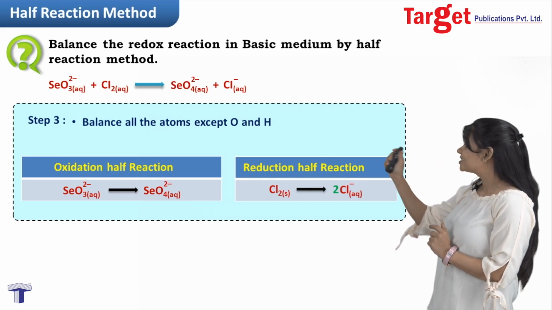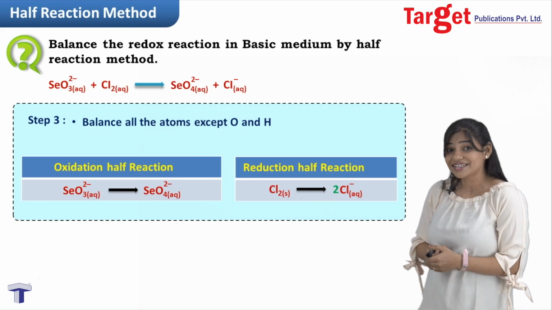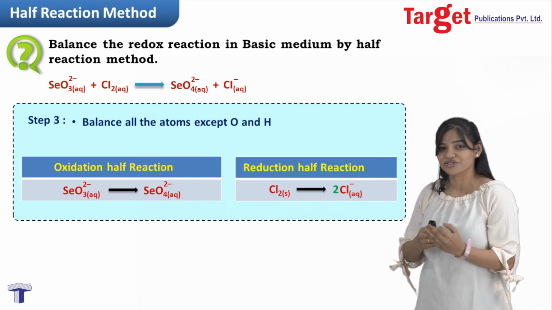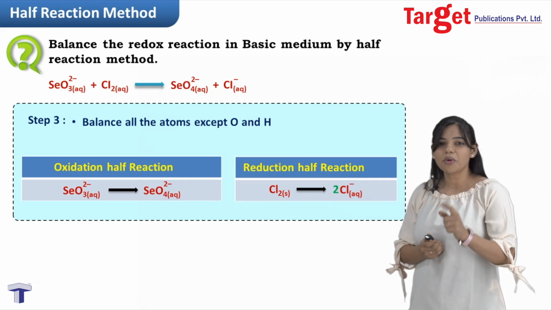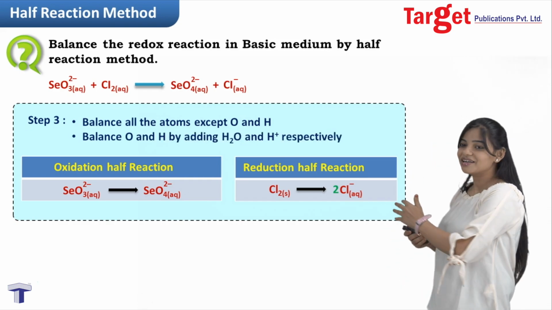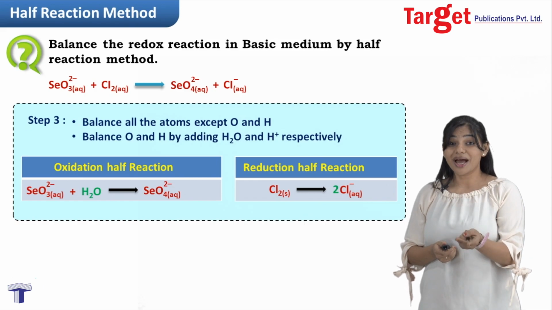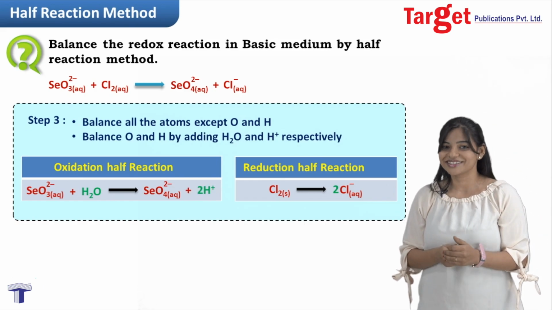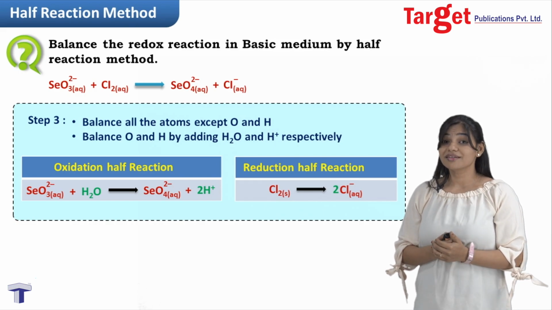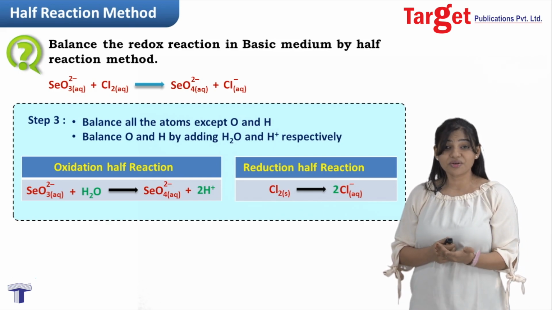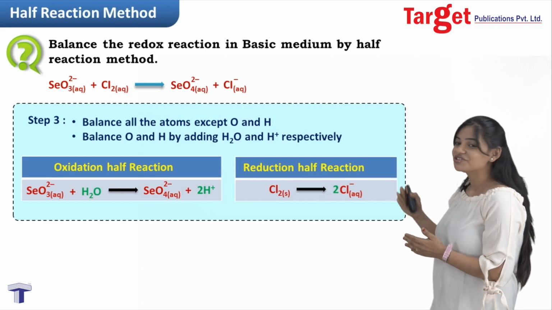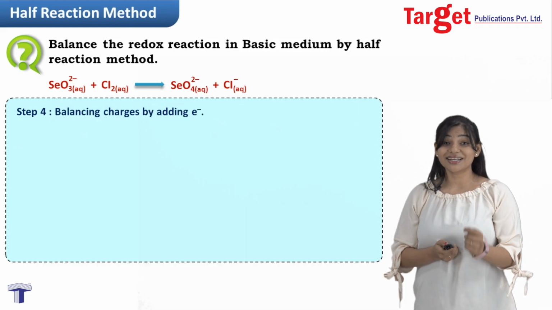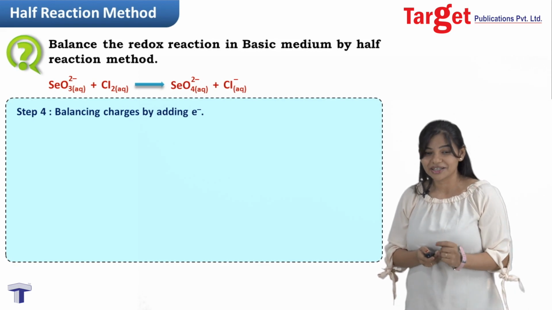So here for the oxidation half reaction, on the reactant side we have 3 oxygen, whereas on the product side it is 4 oxygen. So we will put 1 molecule of water on the reactant side, and to balance hydrogen we will put 2 hydrogen ions on the right-hand side. For chlorine, no such addition of water is required as there is no oxygen atom present. The next step is to balance the charges by adding electrons.